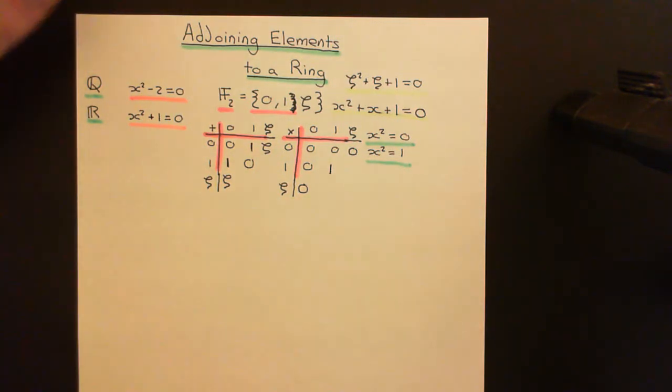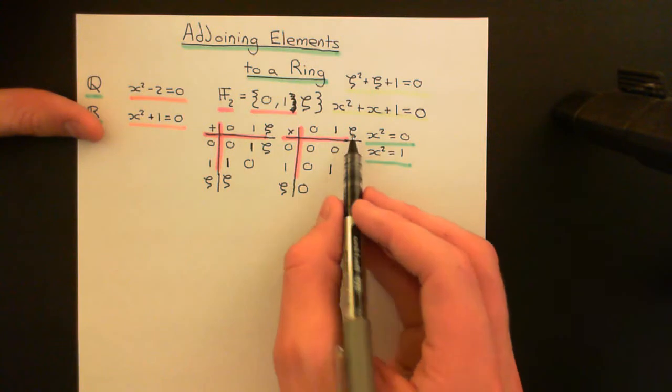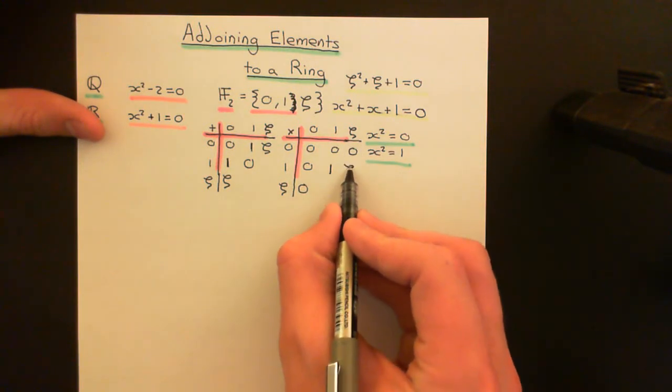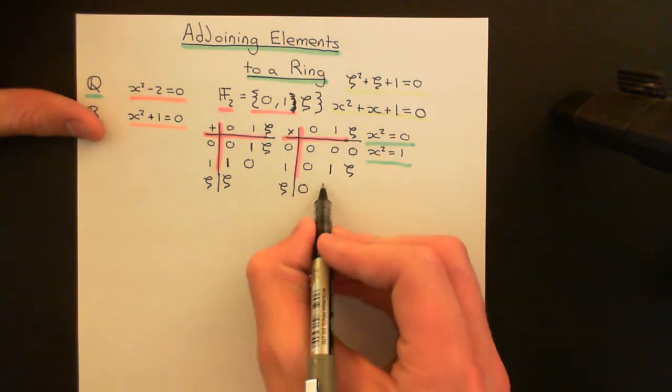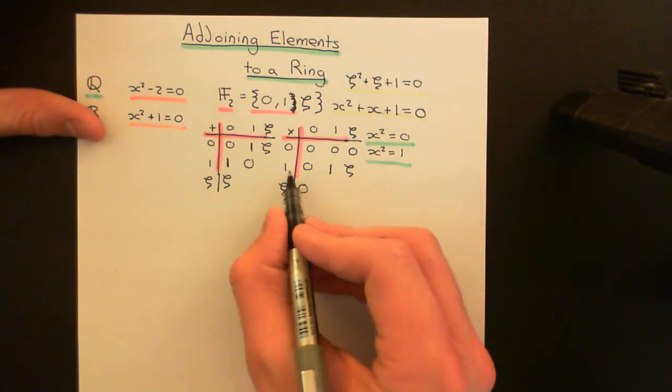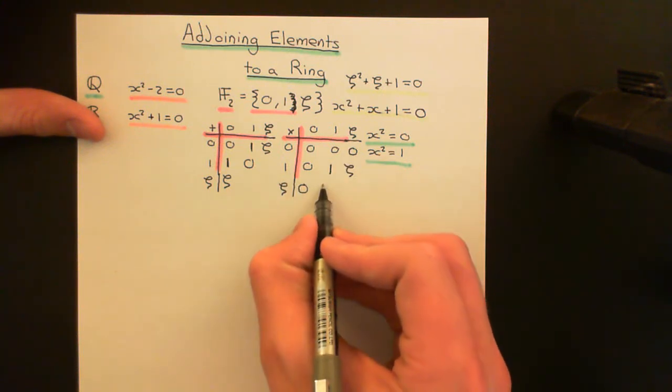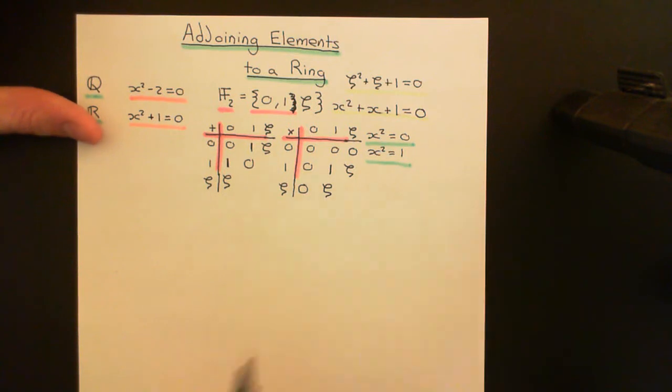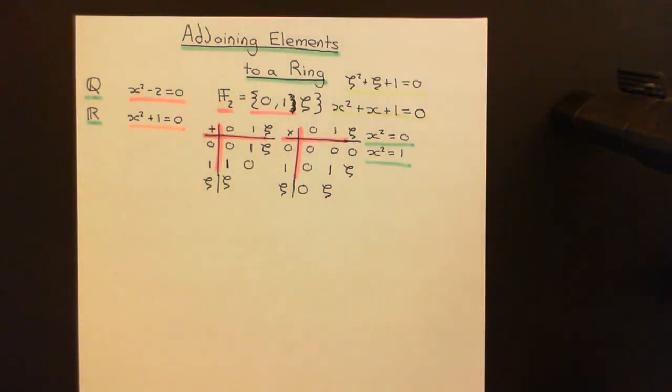In addition, some more easy ones in the multiplication table here. What's 1 times zeta going to equal? Well, of course, that's just going to be zeta, because 1 is the multiplicative identity. We wanted it to remain the multiplicative identity, so 1 times zeta had better be zeta. And again, zeta times 1 had better be zeta. Okay, now coming back to the addition table over here, this is where we run into problems.